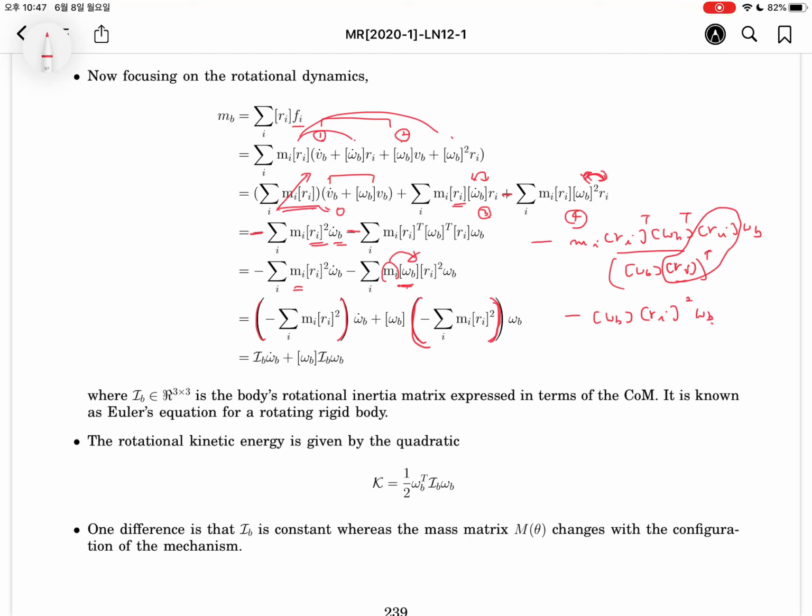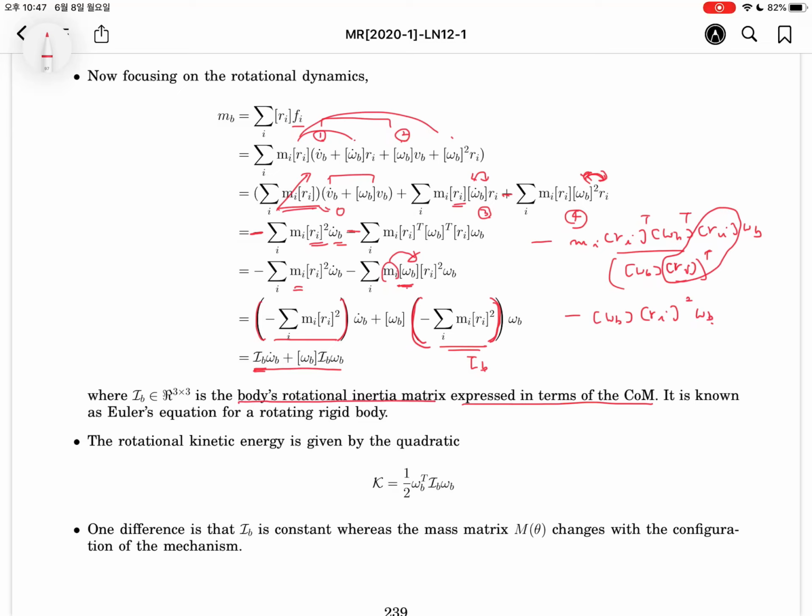Okay, let's assign these terms as a body rotational inertial matrix expressed in the center of mass. Okay, if you choose the other frame, it cannot be satisfied. But if we choose the body frame at the center of mass, we can write down the moment of inertia using this equation. Okay. So let's denote this part as IB, body frame inertia, body inertia, and this is also IB. So we can write down IB omega b dot plus omega b cross IB omega b.